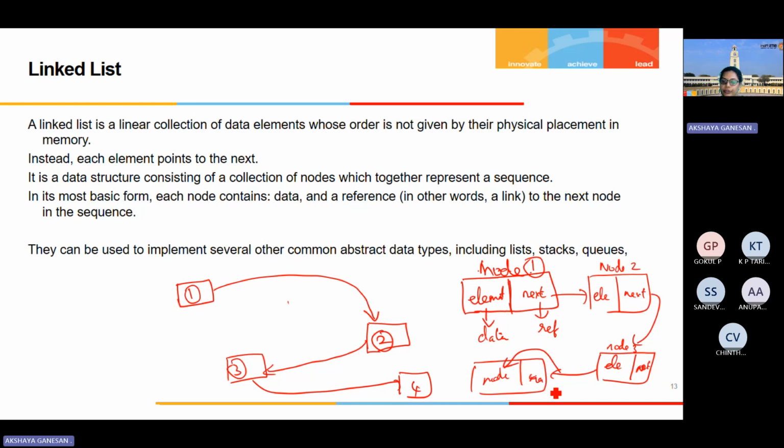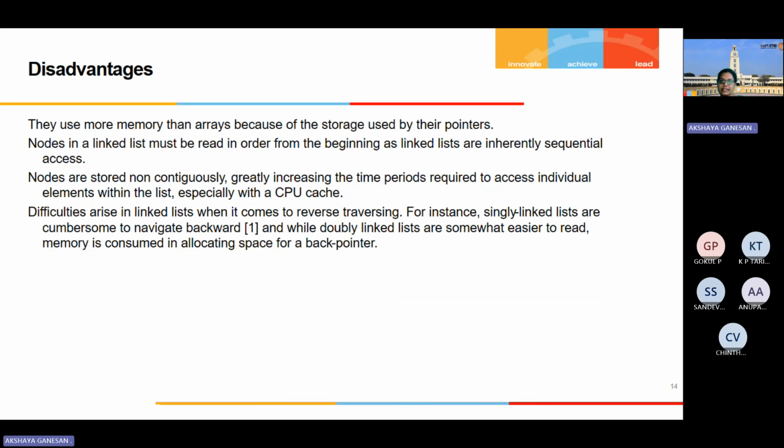It will point to node 4. If this is the last node, this next will be empty. And the starting point of the list can be represented by a head, because only from the starting point can you traverse through the list. So the starting point of the list is called the head. Okay, so this is what a linked list is.